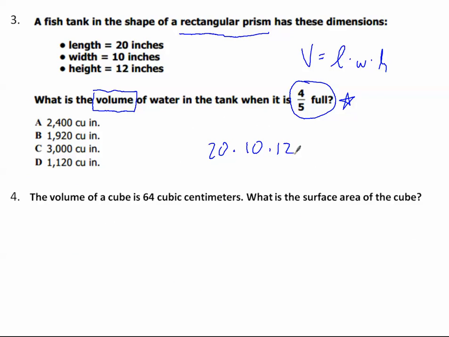times 12. But I say again, that important step of we don't want all of the volume. We want 4/5 of it. If you ever need a part of what you're looking for, meaning you're starting with the volume, but you only want some of it, take whatever that fraction is, whatever that percent is, and multiply it at the very front. 4/5 of, this is volume, length times width times height, 4/5 of that will give us our answer.